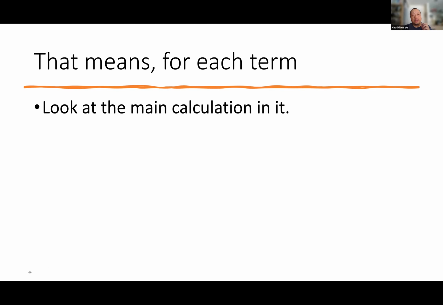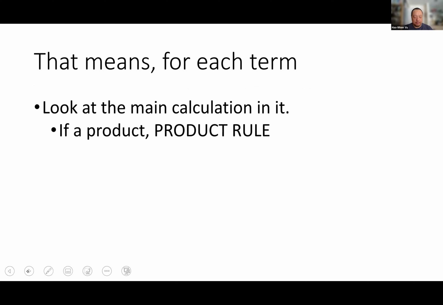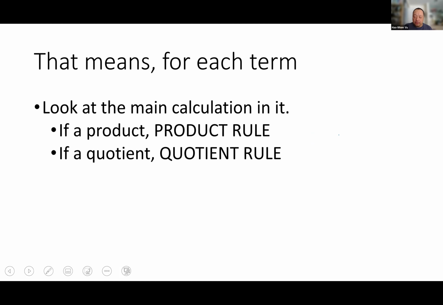That means that for each term, first you look at the main calculation in it. If it looks like something times something else, then that makes it the product. Then apply the product rule. If it looks like something complicated, divided by some other complicated thing, then that makes it a quotient. Apply the quotient rule.